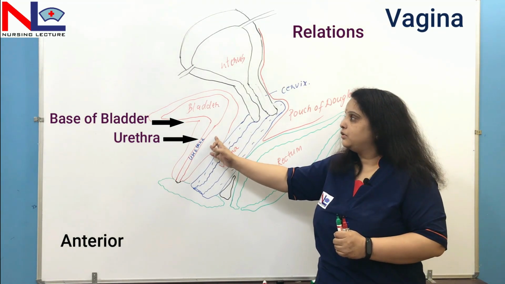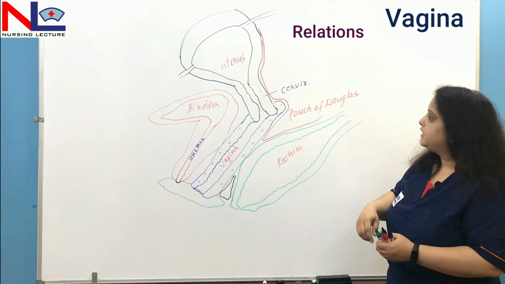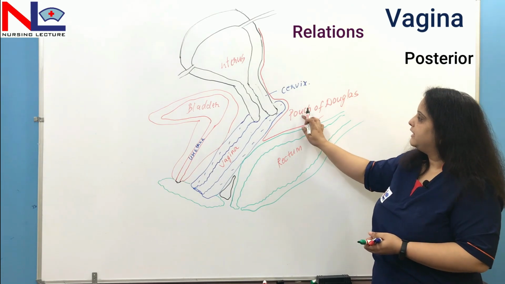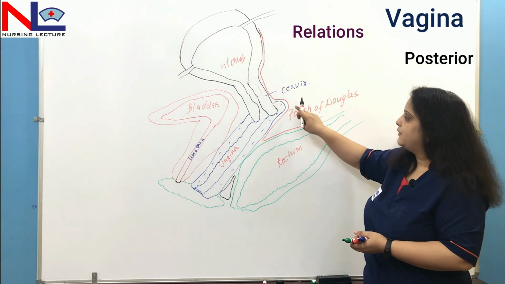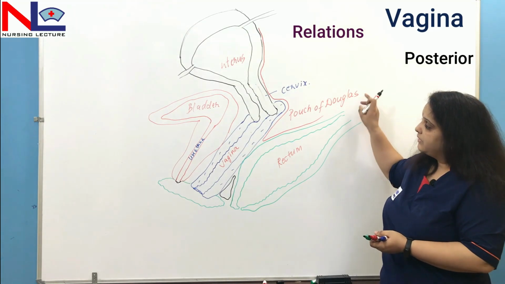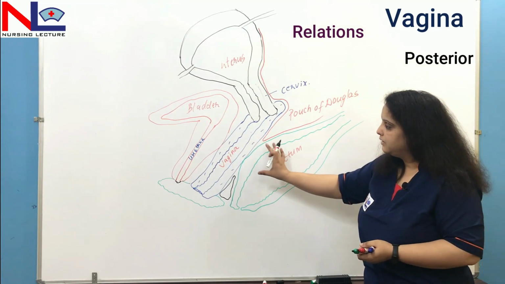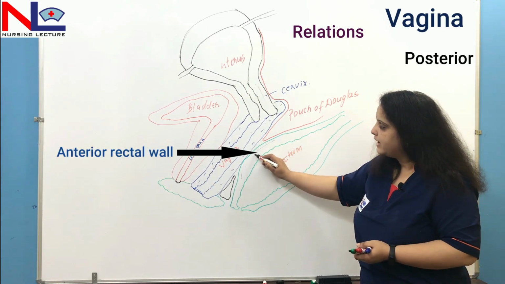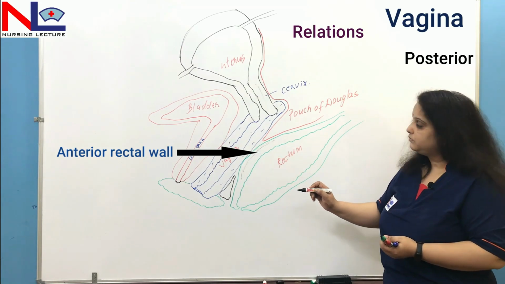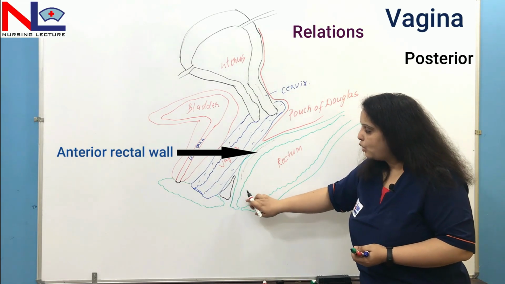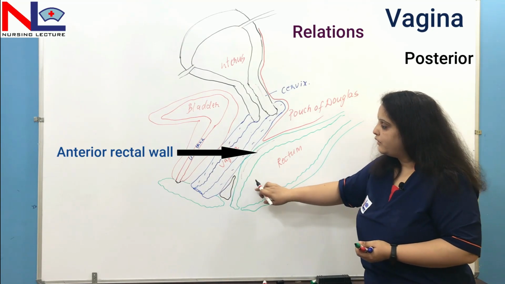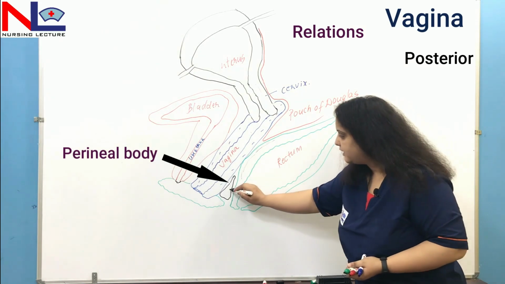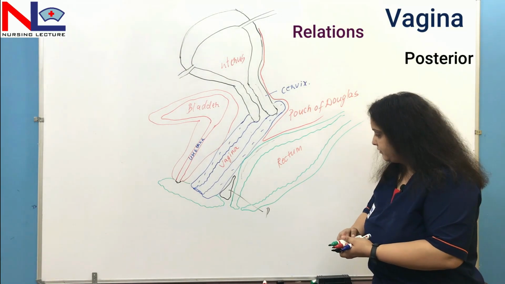So anteriorly there is the urethra and the base of bladder, and posteriorly on the upper region there is the pouch of Douglas, that is the fold of peritoneum you can see here, and on the posterior middle aspect there is a wall. This wall is called the anterior rectal wall. Okay, and in the posterior lower region, there is the perineal body. This is the perineal body or the obstetrical perineum.